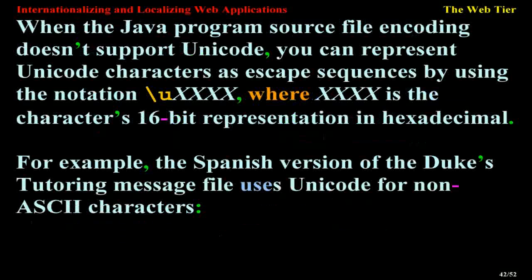When the Java program source file encoding doesn't support Unicode, you can represent Unicode characters as escape sequences by using the notation \uXXXX, where XXXX is the character's 16-bit representation in hexadecimal. For example, the Spanish version of the Duke's Tutoring message file uses Unicode for non-ASCII characters.